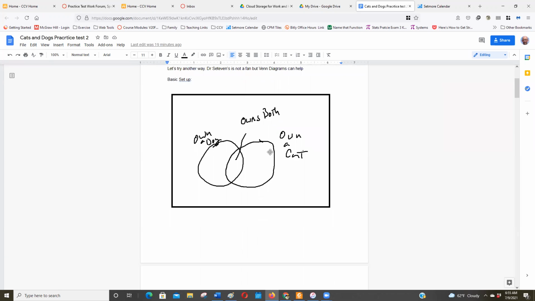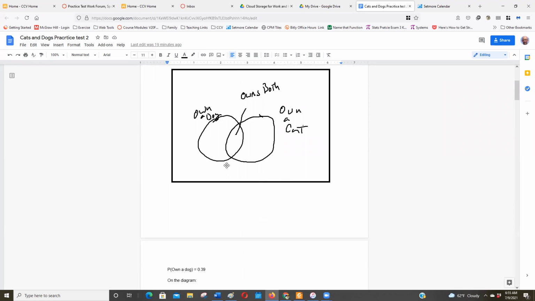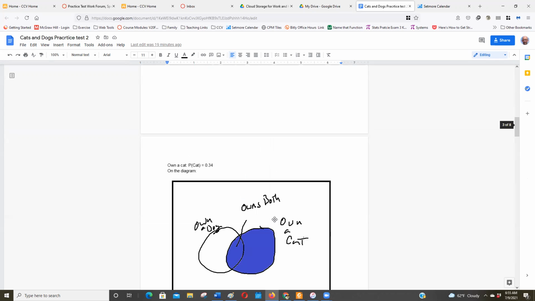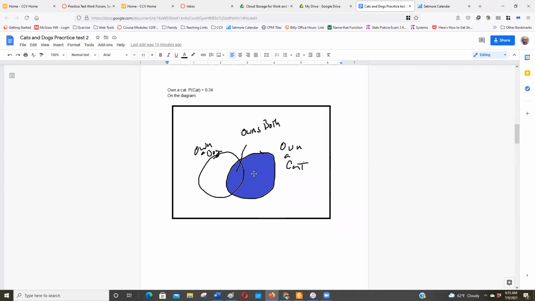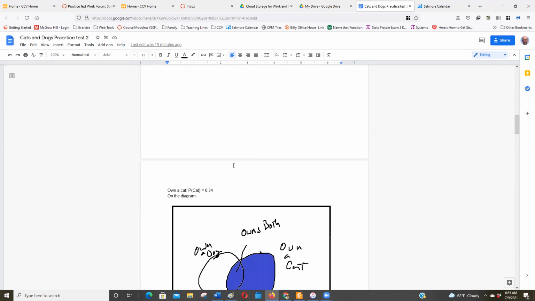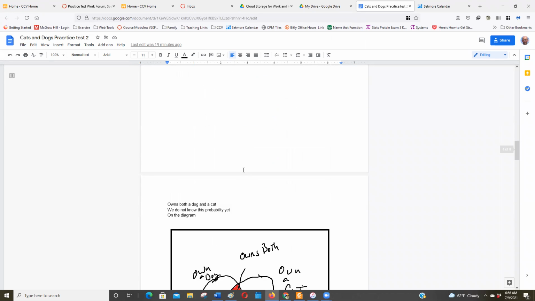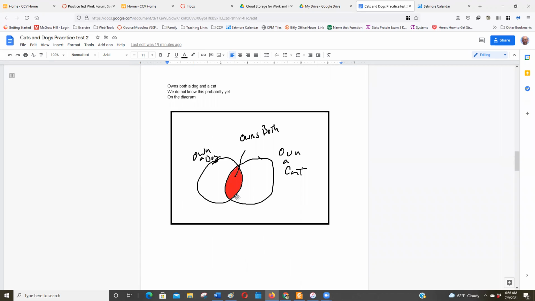Okay, so here's the Venn diagram, and as you can see, I did a circle for a dog, a circle for a cat, and the overlap. And so here's where the 39% comes in. 39% of the people own dogs, so that's that whole green circle. And then 34% of the people own cats, and notice there's some overlap going on here between owning a dog and owning a cat. So that must be the probability that they own both.